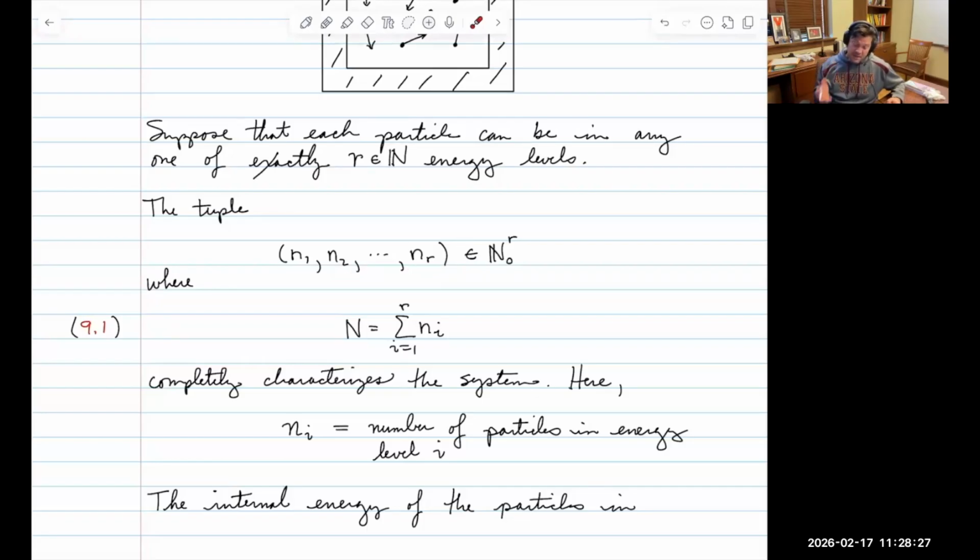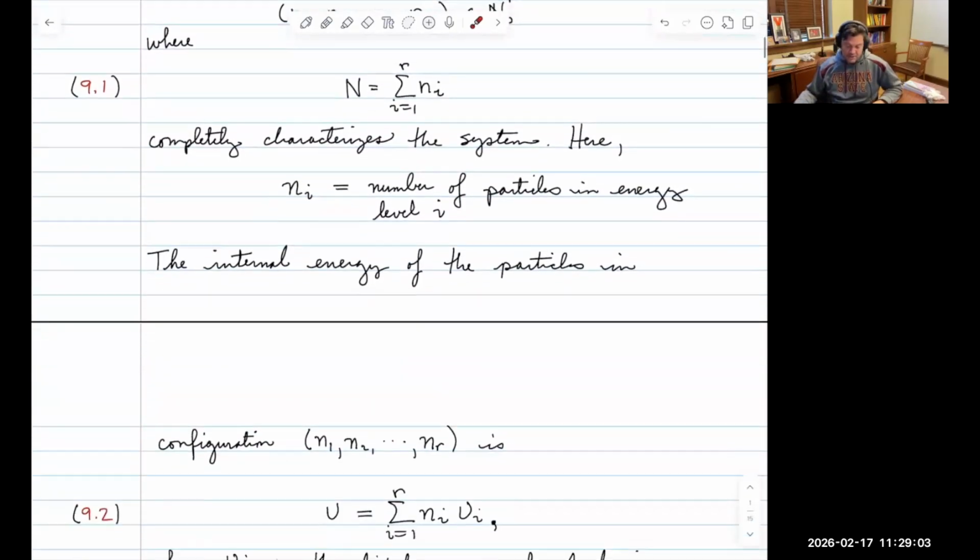Now, there's a constraint on the number of particles. Particles can't simply appear and vanish in thin air. And so the constraint is that the total number of particles is fixed. That's capital N, and it is exactly equal to the sum of the particles in the various energy levels. So this kind of tuple will completely characterize the system for these non-interacting particles. Again, n sub i means the number of particles in energy level i.